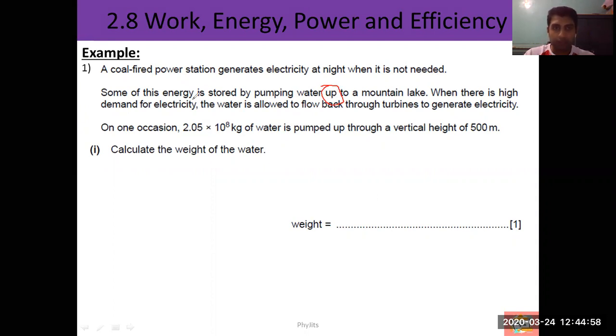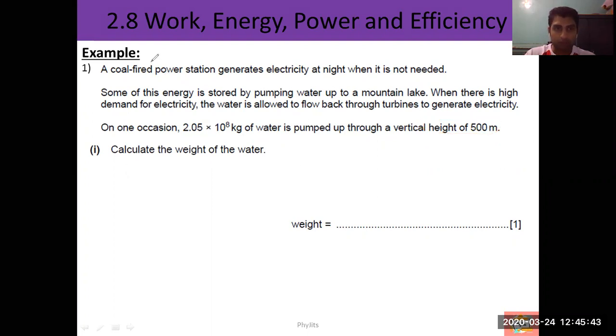So after that, during the high demand for electricity, water is allowed to flow back. So that means there must be some kind of kinetic energy being converted. And then the whole energy is converted to turn the turbines. The turbines turning means kinetic energy, and then it generates electrical energy. So that will be the main idea that we can get from this question. On one occasion, there is a 2.05 times 10 to the power of 8 kilogram of water pumped through the vertical height. Here it is talking about the height 500. So again, gain in gravitational potential energy or loss in gravitational potential energy.